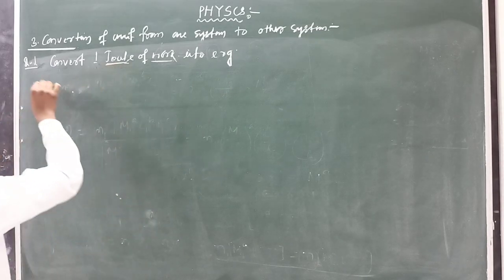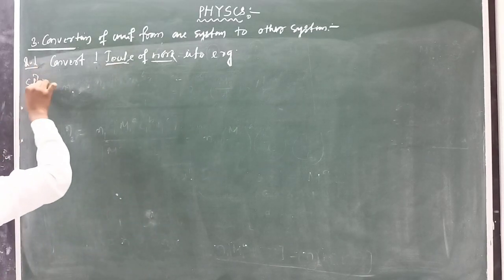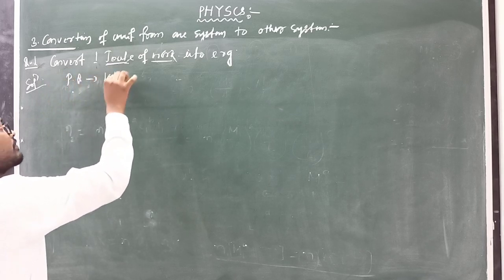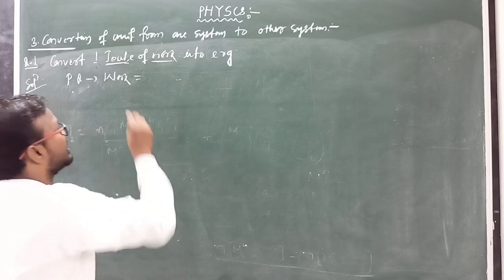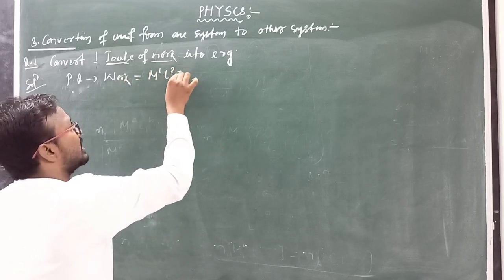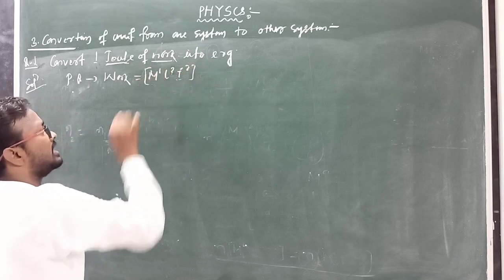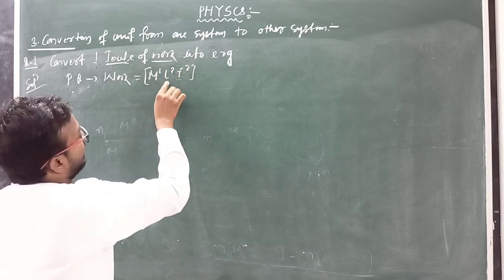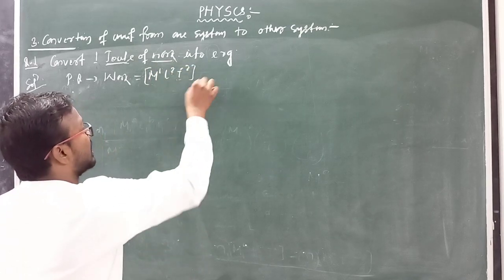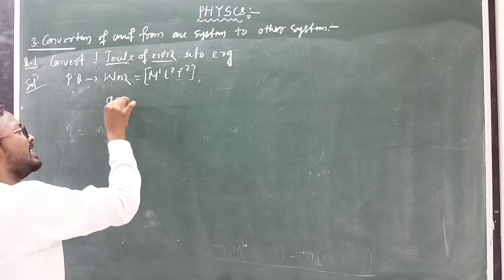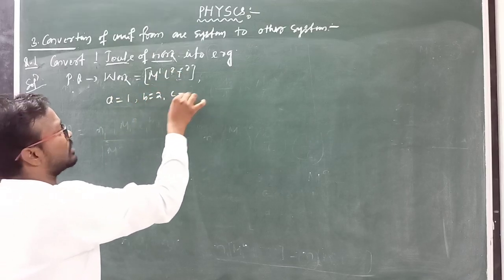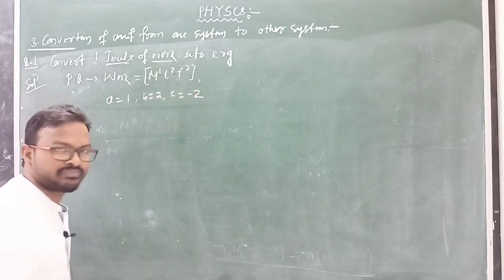So first you have to identify what the physical quantity is in the given question. So we come to the solution part. Here the physical quantity is work, and we already know the dimensional formula of work, M1 L2 T minus 2. The powers M1 L2 T minus 2 we can write as a, b, c. This is the power format. So we can write a equal to 1, b equal to 2 and c equal to minus 2.